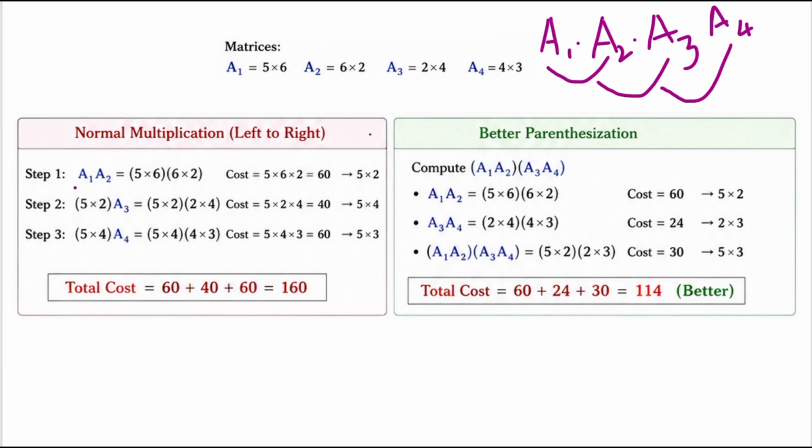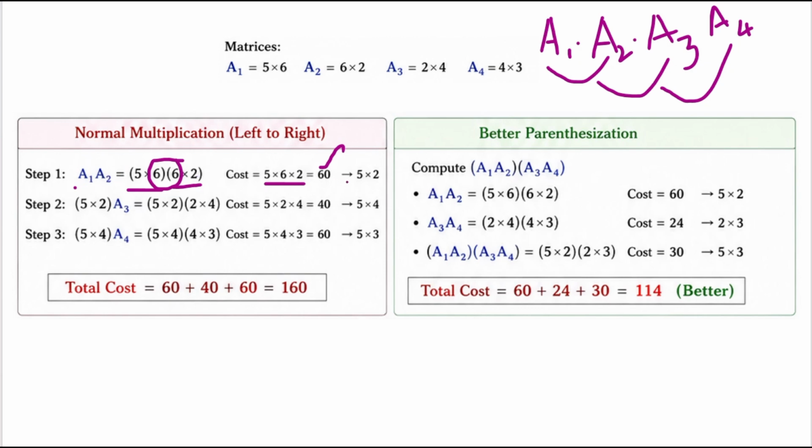Then check how much the total cost is, how many scalar multiplications we need to perform the normal multiplication. This is the dimension of A1, this is the dimension of A2. Then how do we find the number of scalar multiplications, that means the cost here? This is common here, this is common. Just write 5 into 6 into 2, that is 60. So we need 60 scalar multiplications to perform A1 into A2.